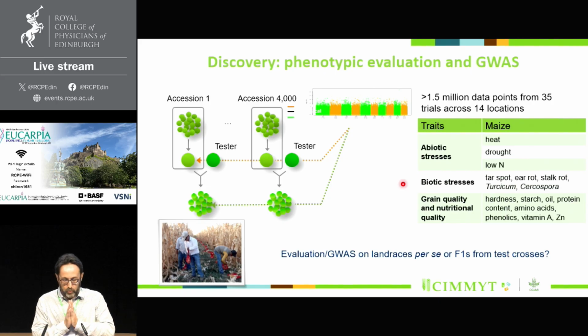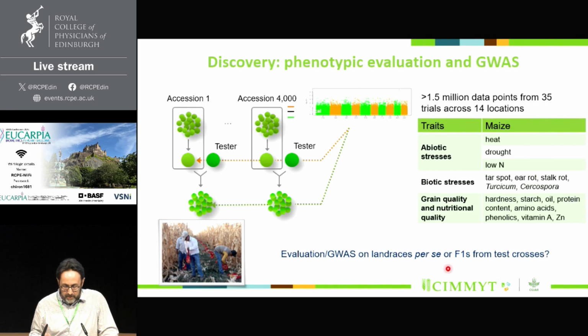So we can do the phenotypic evaluation, and we have 2 options here. So we have 4,000 accessions. We can cross to a tester and do the evaluation on the F1, or we can do the direct per se evaluation. And this is what was done in the project. So in the end, we planted 35 trials, 14 locations, 1.5 million data points, because this was the 4,500 core lines, and measured for multiple traits. So this is basically an enormous phenotyping experiment.